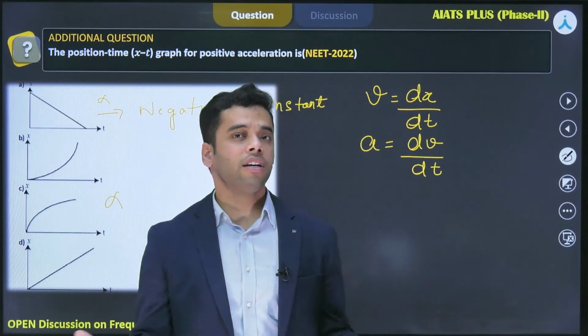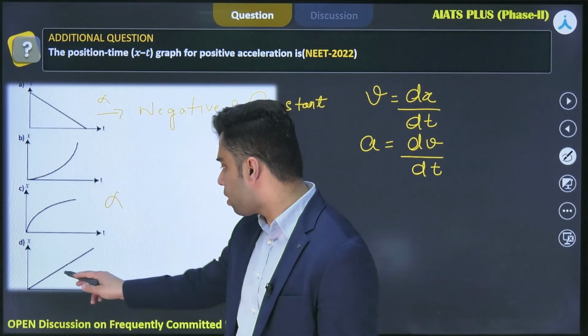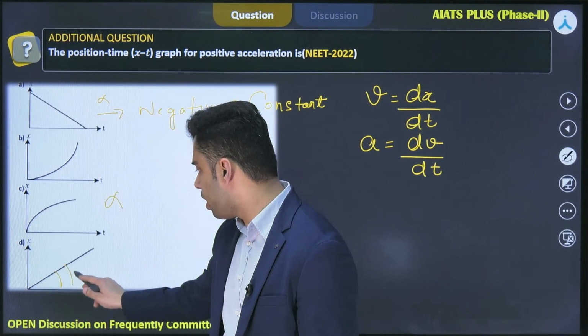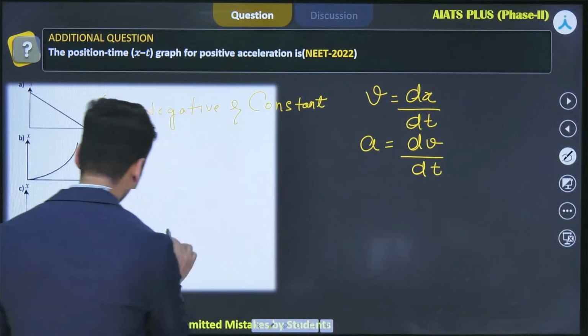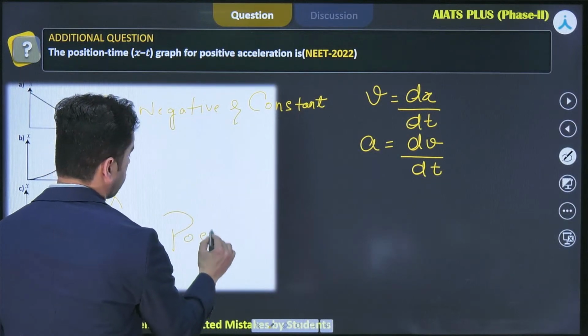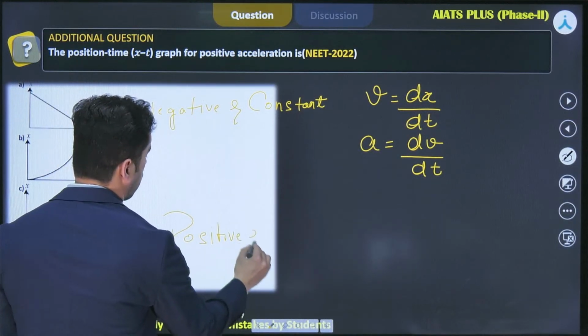Let's talk about the fourth one. It's a straight line curve passing through the origin. It means that the slope is 45 degrees. The slope over here is positive and constant.